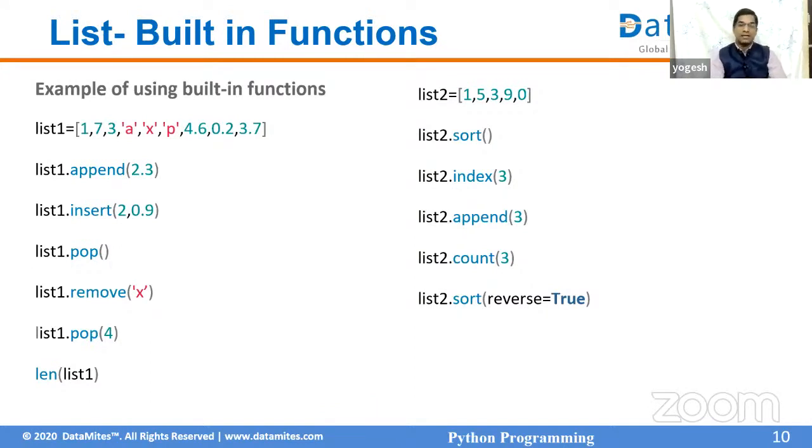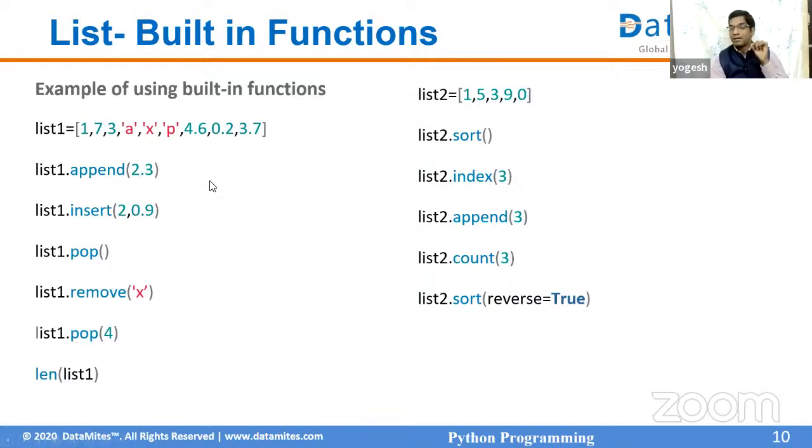Before that, please understand the data here, the elements here. You can see that 1, 7, 3, A, X, P, 4.6, 0.2, 3.7, all that is there. So now I am going to add 2.3.